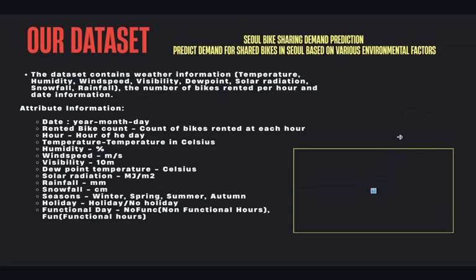This is my dataset, Seoul bike sharing demand prediction. The target was to predict the demand for shared bikes in Seoul based on various environmental factors. My dataset contains information about the weather: temperature, humidity, wind speed, visibility, dew point, solar radiation, snowfall, and rainfall. This helps us know the number of bikes rented per hour and the date of this information. Here are all of our variables.